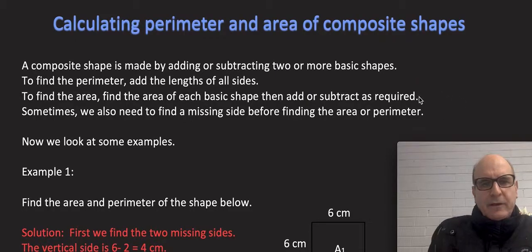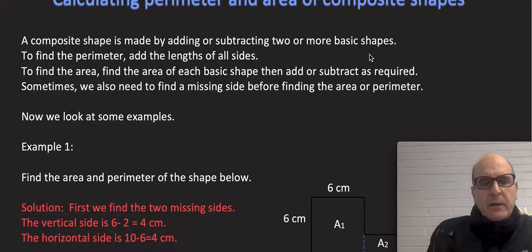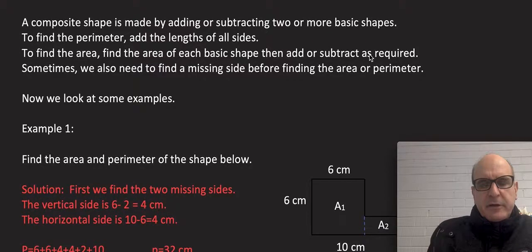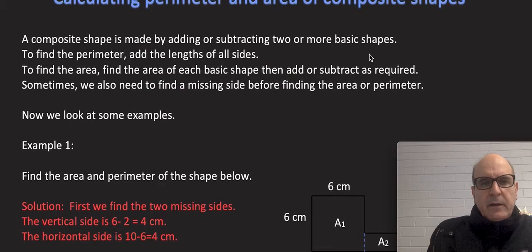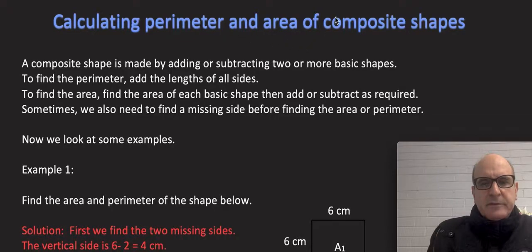Hello. In this lesson, we are talking about calculating perimeter and area of composite shapes. We know that perimeter is the distance around a shape. When you walk around the shape, you cover its perimeter. To find it, you need to add up all sides of the given shape. But the area is the space inside your shape. In this lesson specifically, we are talking about composite shapes.